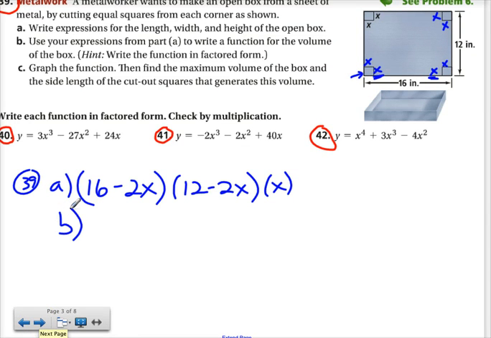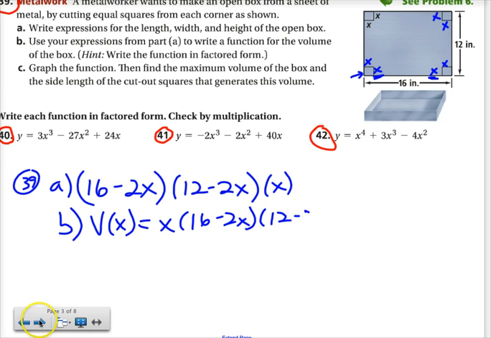And then B says, use your expression to write a function for the volume of the box. So, volume of x, the box that we have there, and I would just put the x in the front, because it's kind of awkward when it's hanging out in the back like it is, but it wouldn't be wrong. We could just copy the same thing down.